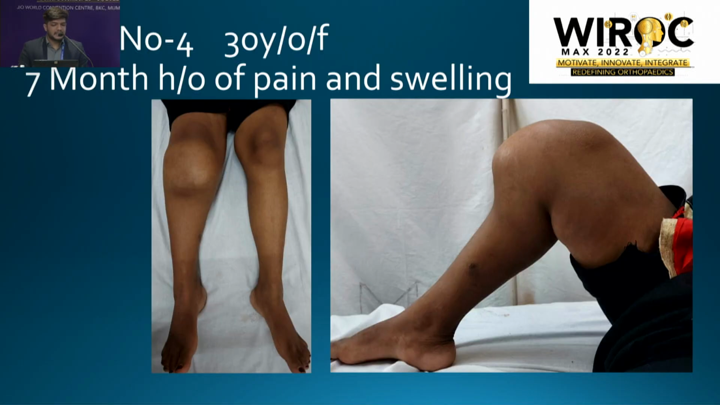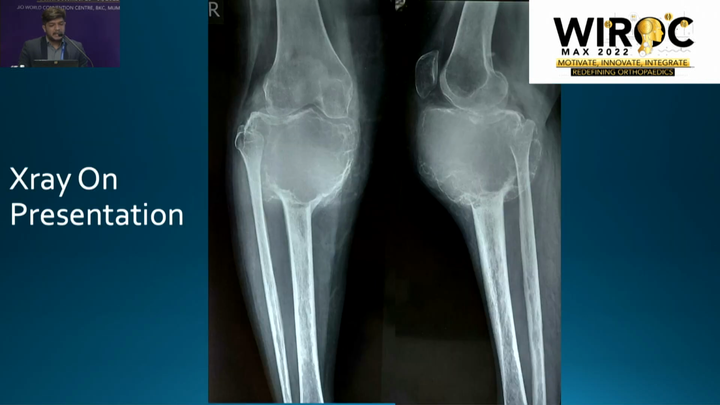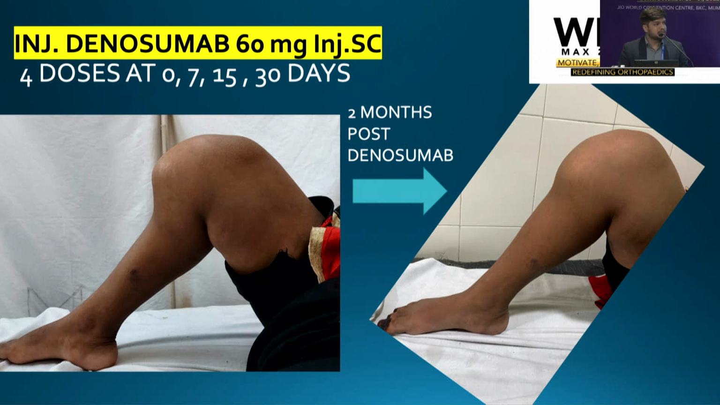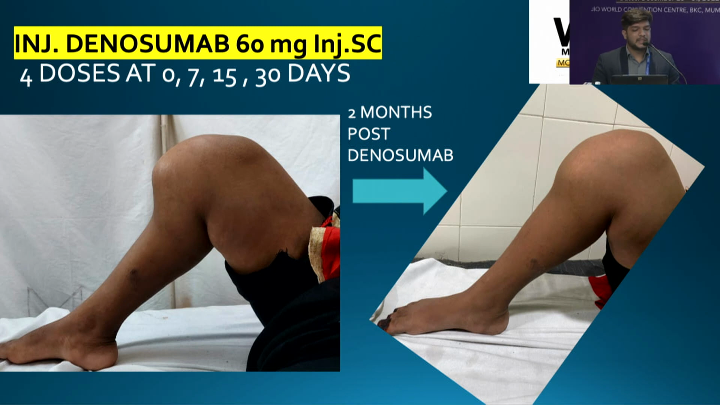This is an interesting case. This is a 30-year-old female who presented to us with a 7-month history of pain and swelling of the right knee, and this is the clinical X-ray of the same, showing an eccentric expansile lesion of the right proximal tibia region. We had done a biopsy for this patient, which came out positive for giant cell tumor, and we gave subcutaneous injections of 60 milligram denosumab.